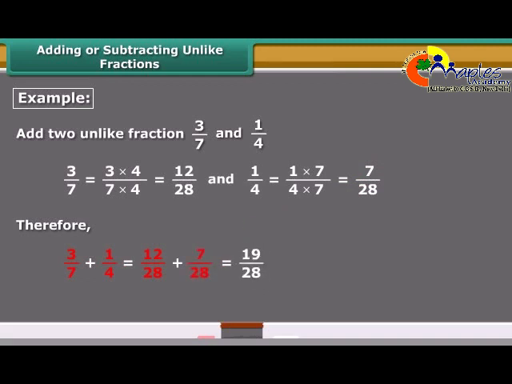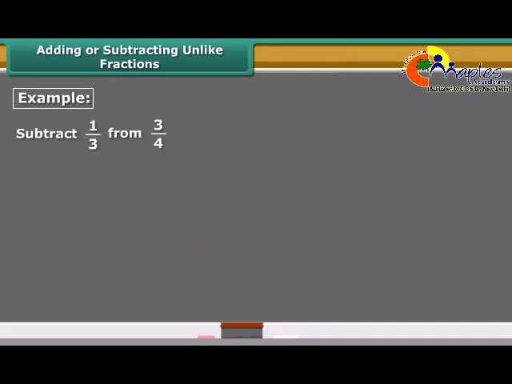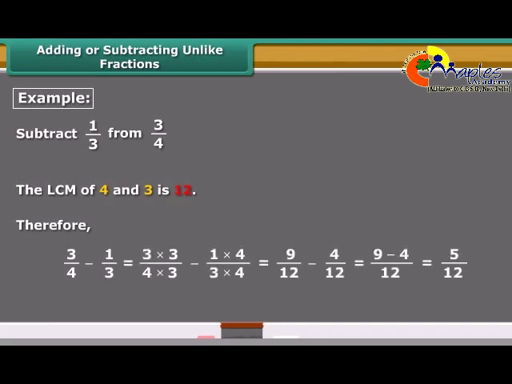Note that 28 is the least common multiple, LCM, of 7 and 4. In another example to find subtraction of unlike fractions, first we need to find equivalent fractions of 3 upon 4 and 1 upon 3, which have the same denominator given by the LCM of 4 and 3. The required LCM is 12. Therefore, the subtraction of 3 upon 4 and 1 upon 3 is 5 upon 12.